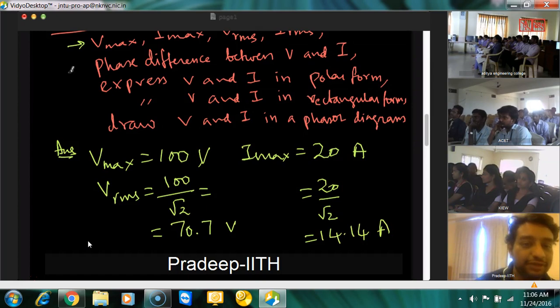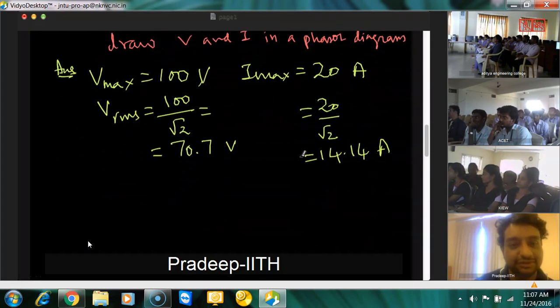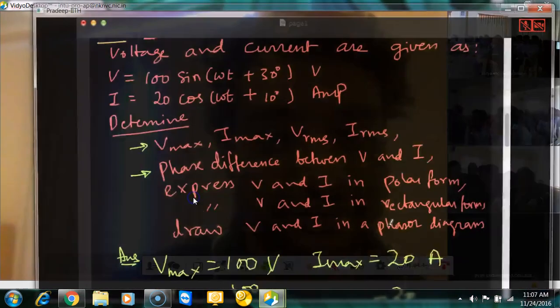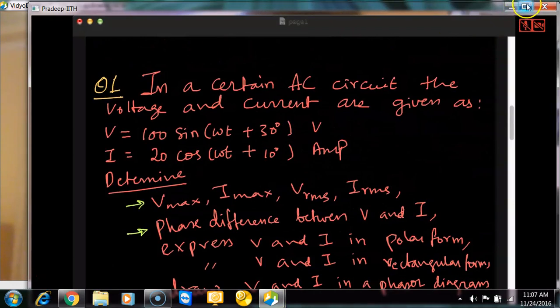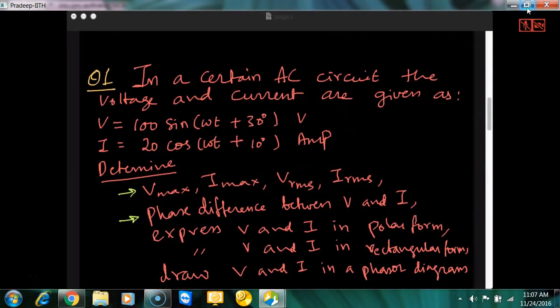Now, what is the phase difference between V and I? Can anybody answer that? Yes, sir. For finding the phase difference between V and I, you need to know the phase of V and the phase of I, then you get the difference.